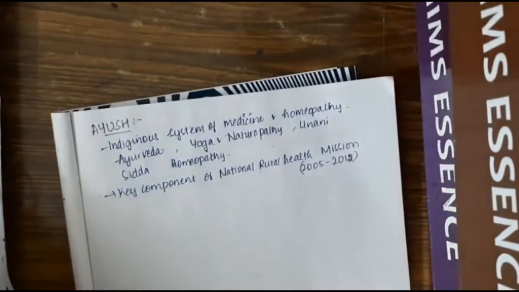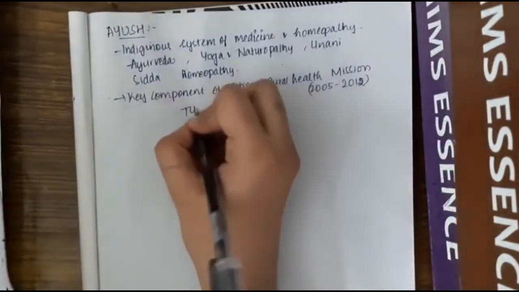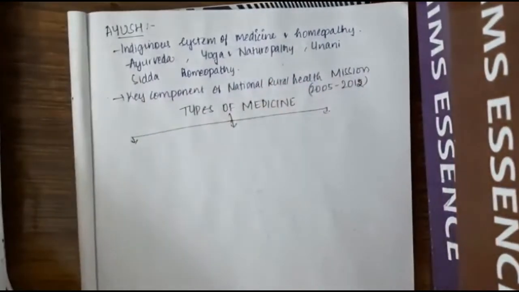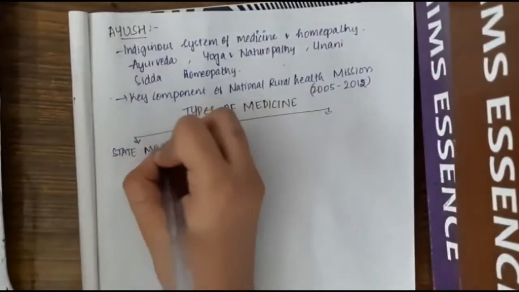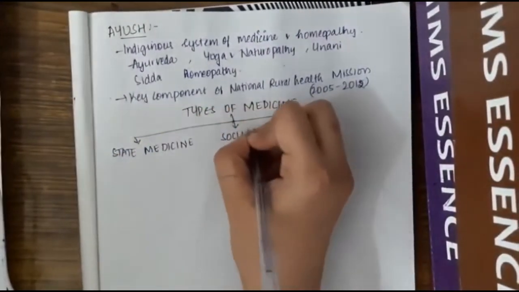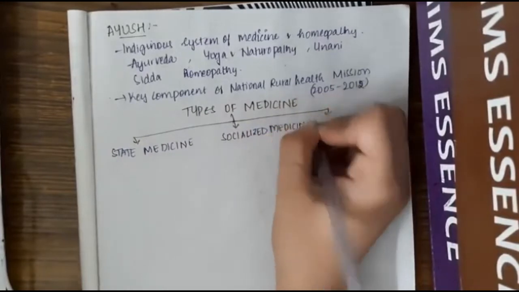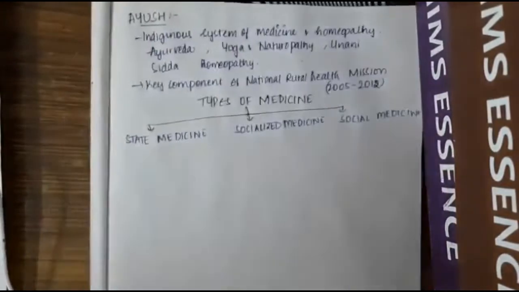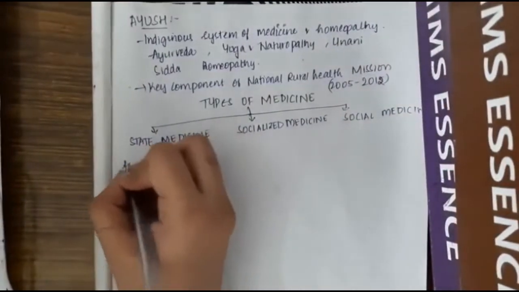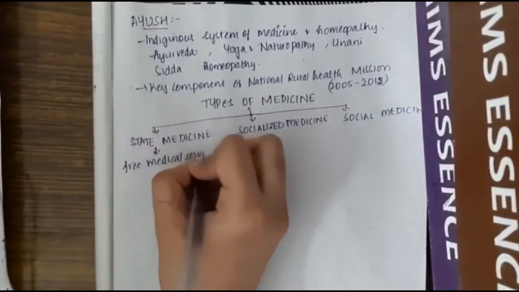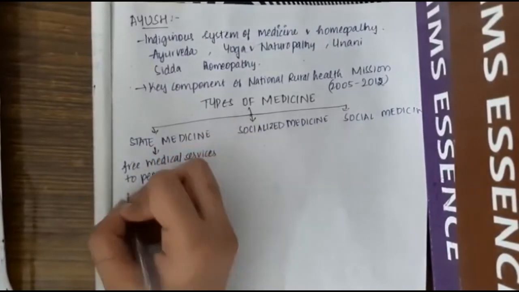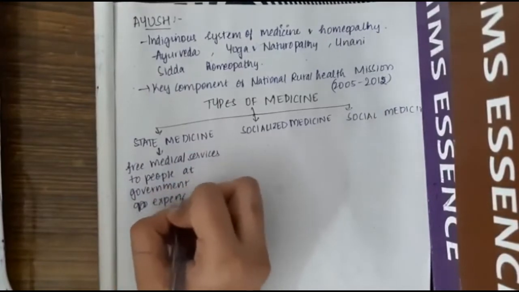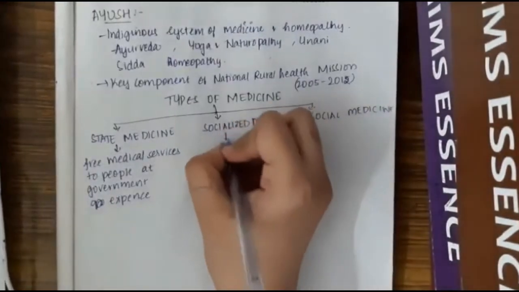Then the next important thing is types of medicine. We have three different types of medicine: one, state medicine, then socialized medicine, then social medicine. State medicine provides free medical services to people at government expense.